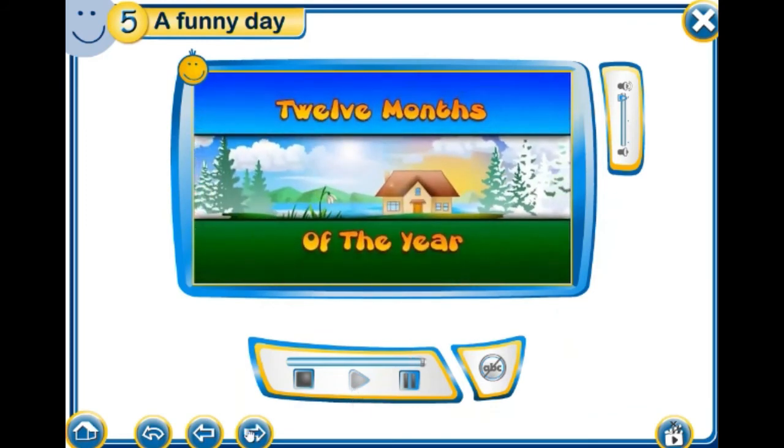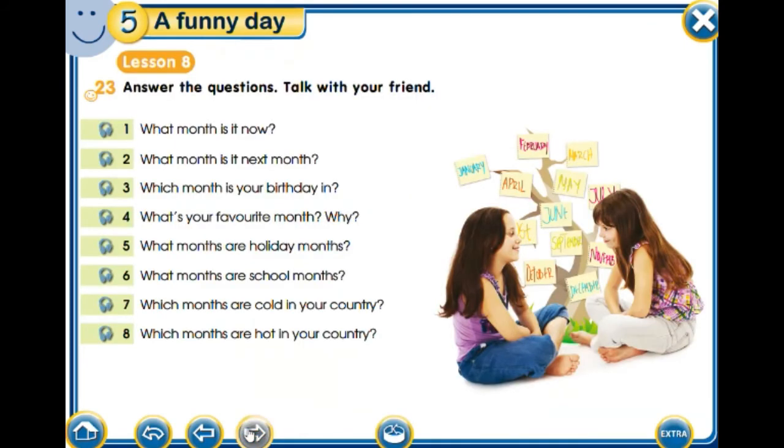That's it. If you want to memorize the months, you can just memorize this song. What month is it now? We are in April. So this month is April. What month is it next month? Next month is May. This month is April. Next month is May, or will be May.